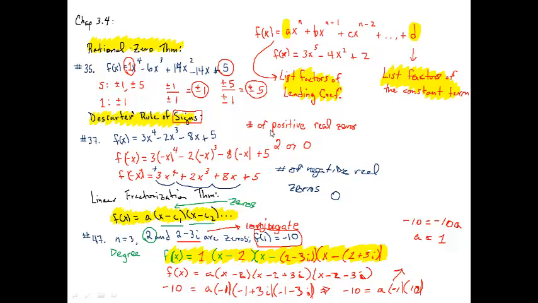Descartes' rule of signs says the positive real roots are going to be how many sign changes are in f of x. So you're looking for sign changes in f of x for the positive real roots. And then for the negative real roots, you're looking for the sign changes in f of negative x.